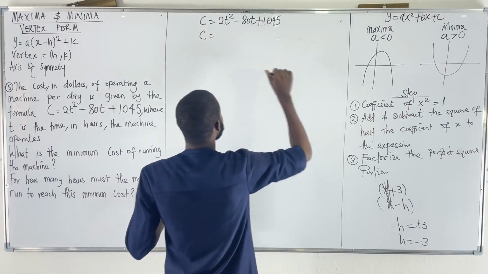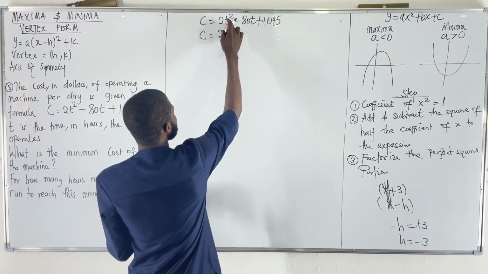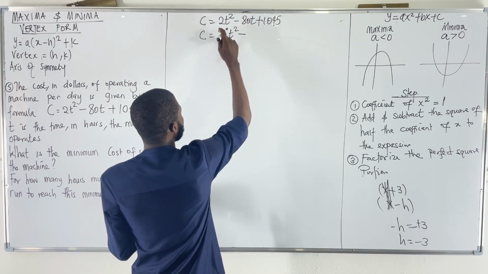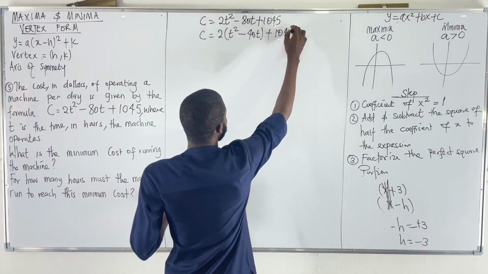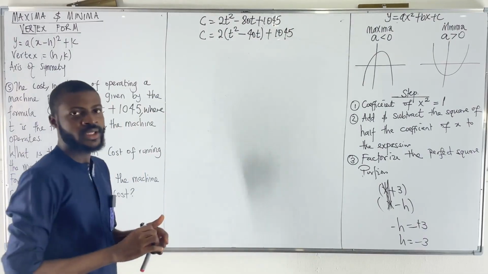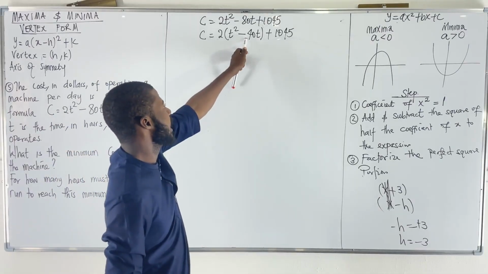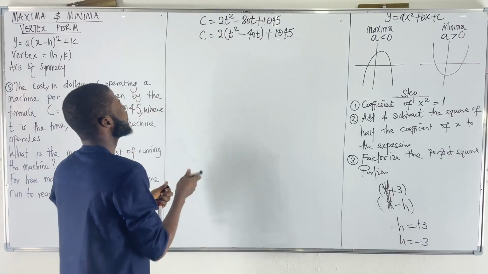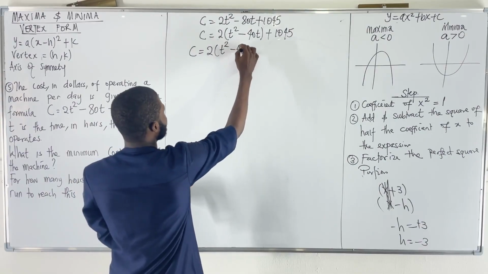Yeah, 2 is common, so let us bring out 2. So this is 2, open up a bracket. 2t squared divided by 2, that's t squared, minus 80 divided by 2, that's 40, so this is 40t, and then plus 1045. Now, as you can see, we need to take the half of this and then square what we're squaring. So this will be C equal to 2 into t squared minus 40t.